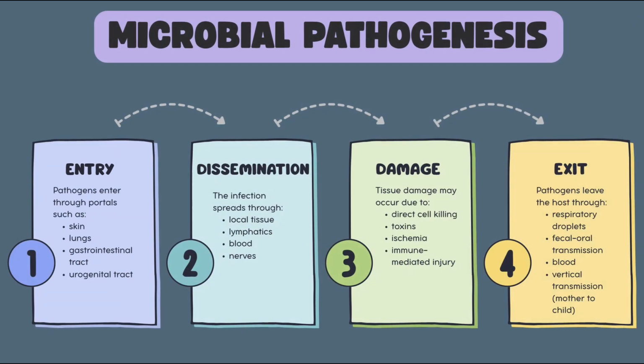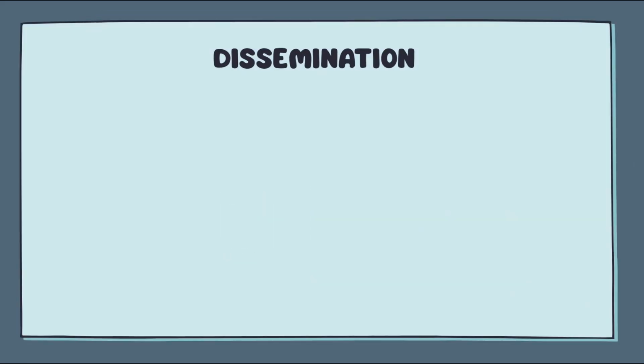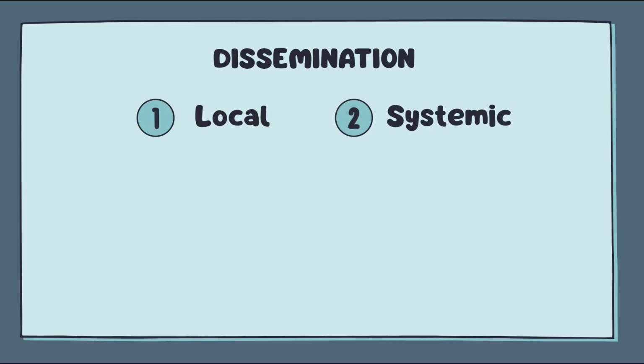Now that we've discussed all the ways that a pathogen can enter the body, the next step is dissemination, which refers to how the pathogen spreads within the body. So let's have a look at that. Once inside the body, the pathogen may either remain localized or spread and cause a systemic infection. For example, some infections that remain localized are skin infections.